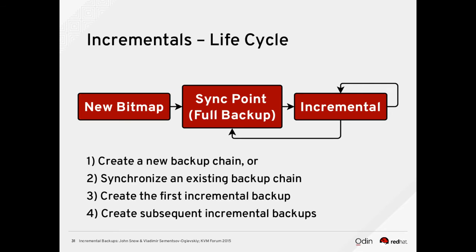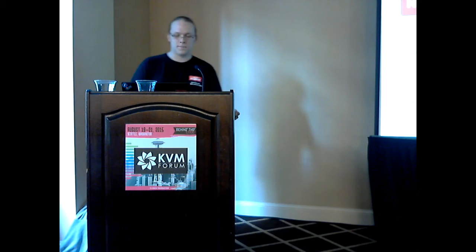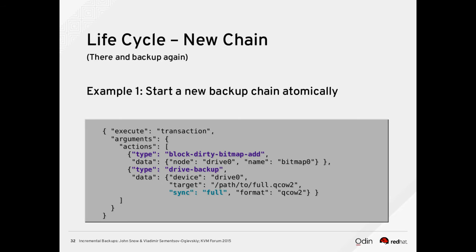So generally, you'll create a new bitmap. You'll attach it to a drive. You will create a synchronization point between the bitmap and the backup. And then from there, you can create as many incrementals as you want. And if in the future you want to create a new sync point, you can roll back or just keep making incrementals. So for example, this is how we'd create a new chain.